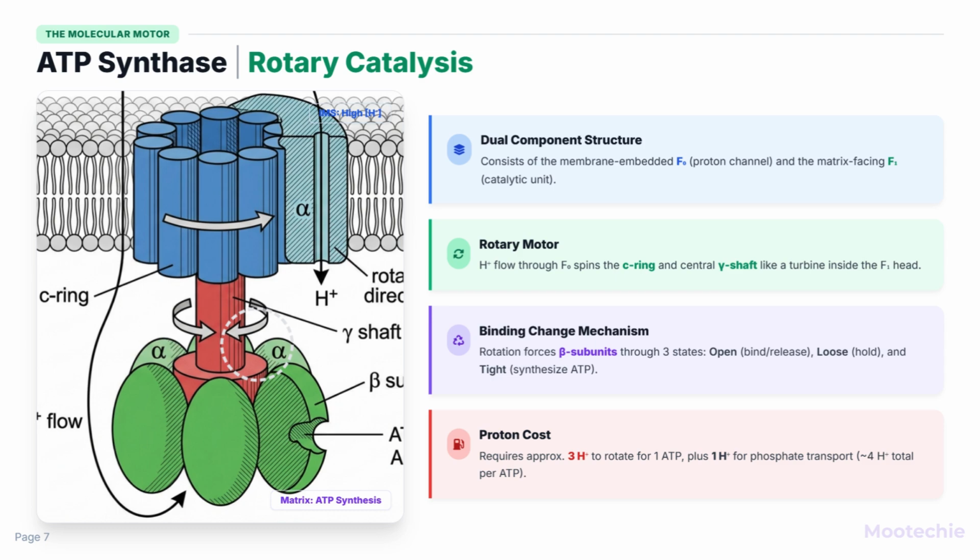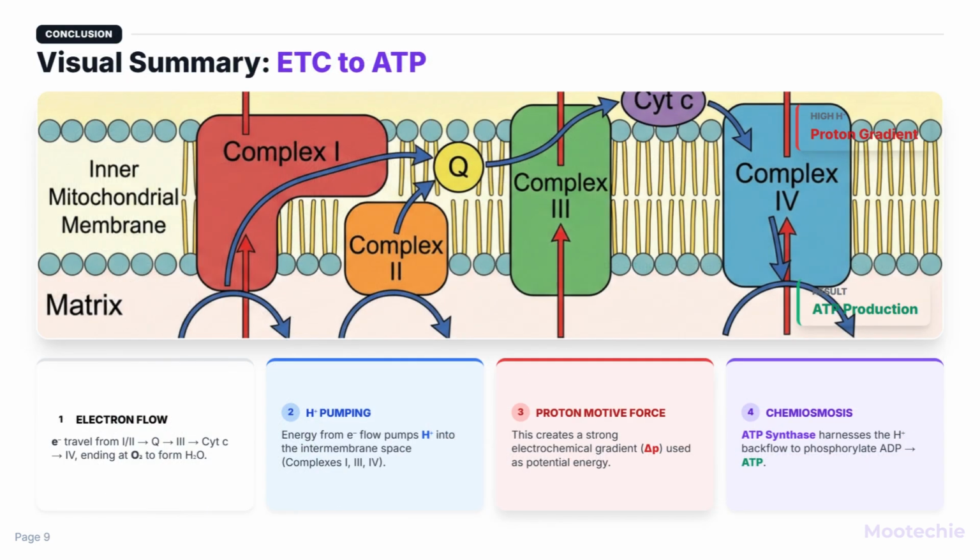As we continue, here is a visual summary tracing the path from the electron transport chain to ATP. The diagram shows all the complexes lined up in the inner mitochondrial membrane. The key steps are outlined. First, electron flow travels from complexes 1 or 2 to ubiquinone to complex 3 to cytochrome C to complex 4, ending when oxygen is reduced to water.